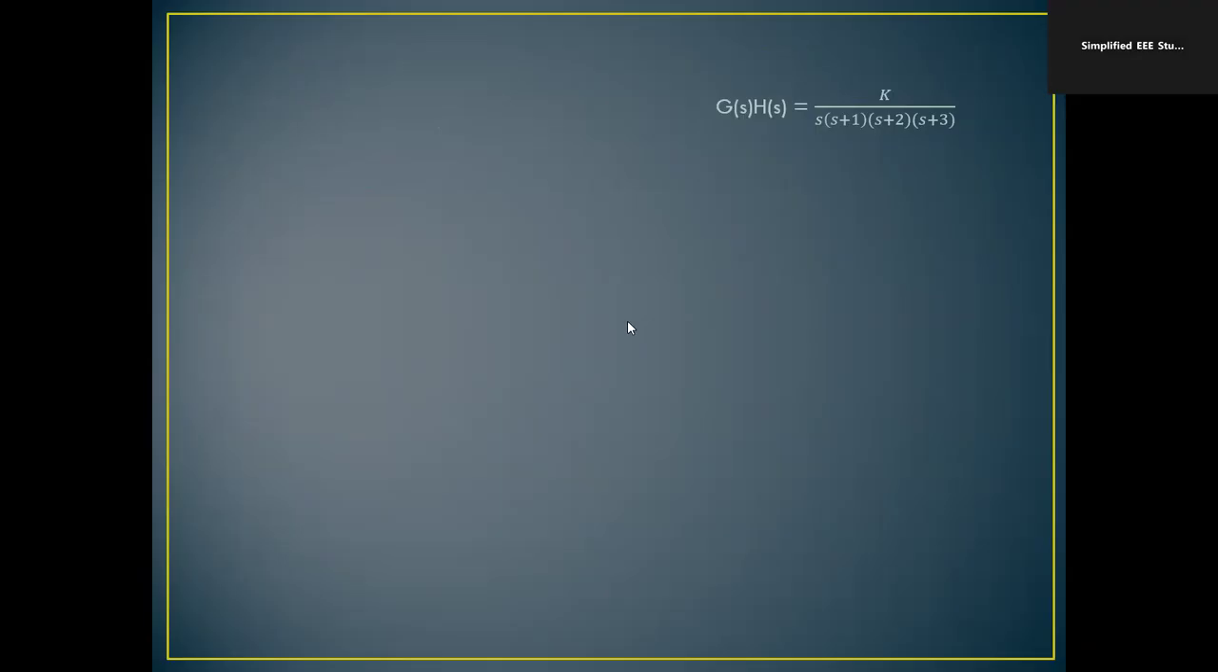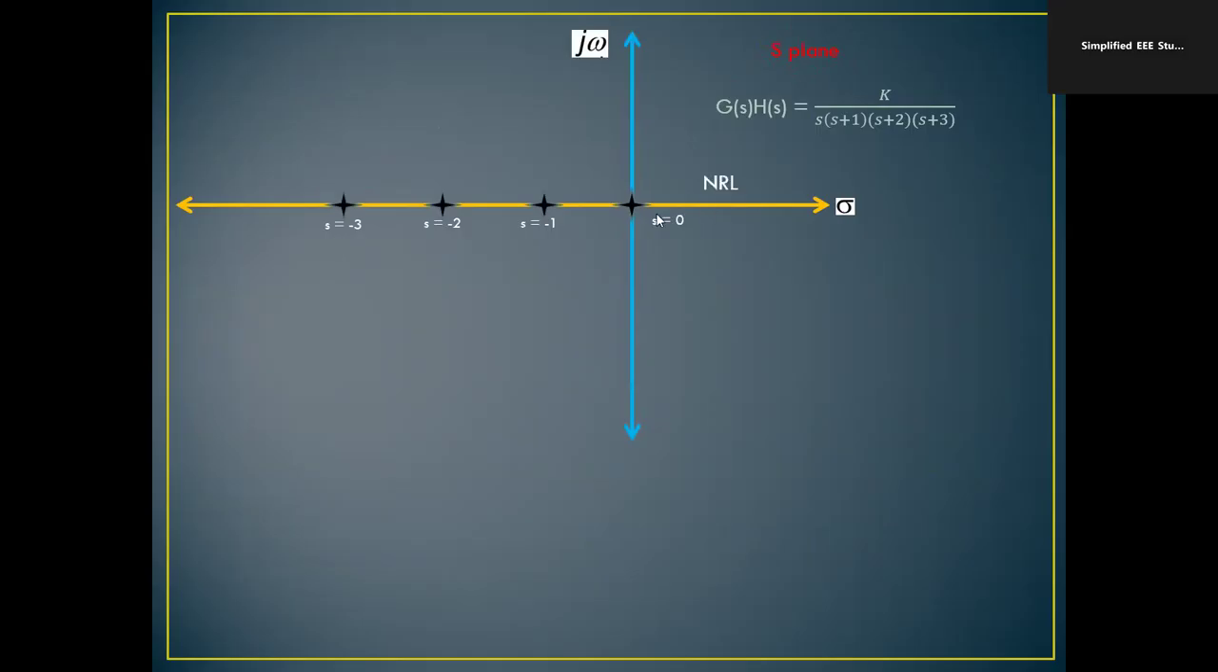Now we are going to compute the breakaway point. Before that, let us draw the sigma j omega plane, that means the complex plane, generally called the s plane. Poles will be marked using a cross mark. There are 4 poles: at s equal to 0, s equal to minus 1, s equal to minus 2, and s equal to minus 3. Here you can see there is no root locus to the right of 0. Next, there must be a root locus in between 2 poles, and in between the next 2 poles there is no root locus. Then root locus again; alternately, you have to mark. That is most important.